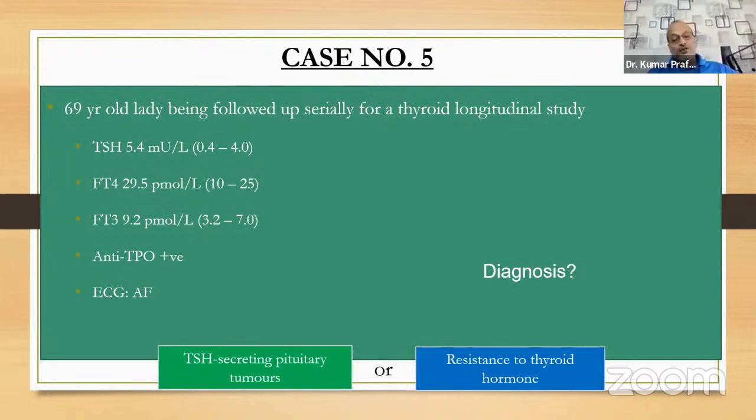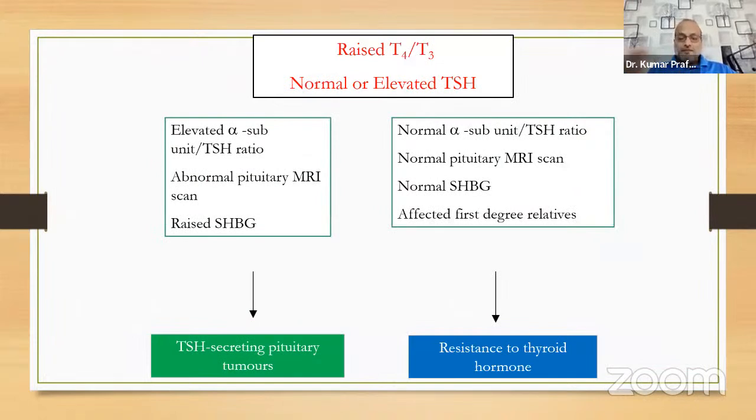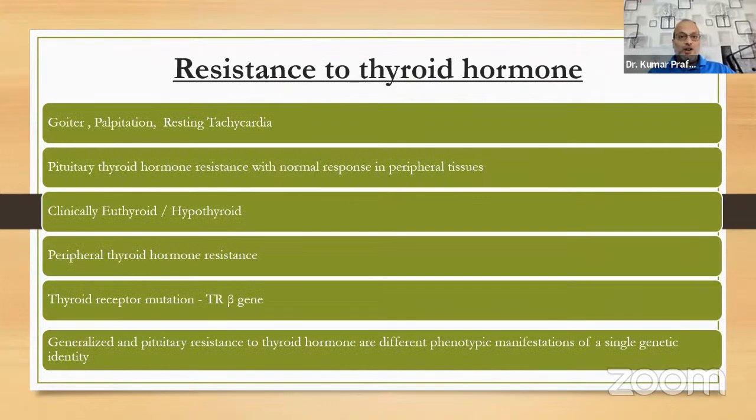So when resistance to thyroid hormone is there, TSH is usually higher, free T3 and free T4 are also higher, and the patient has features of hyperthyroidism. So these are the two conditions in which you will see such cases. There are certain methods by which you can differentiate these two conditions. In TSH secreting pituitary tumor, usually you will have abnormal MRI with raised sex hormone binding globulin. In resistance to thyroid hormone, usually MRI is normal and sex hormone binding globulin is also normal.